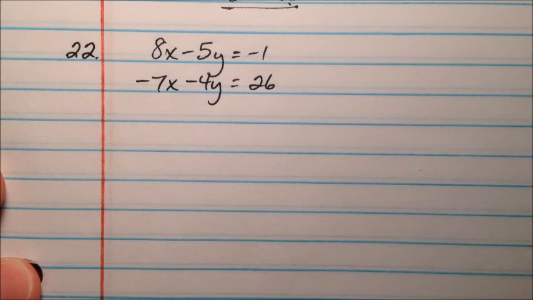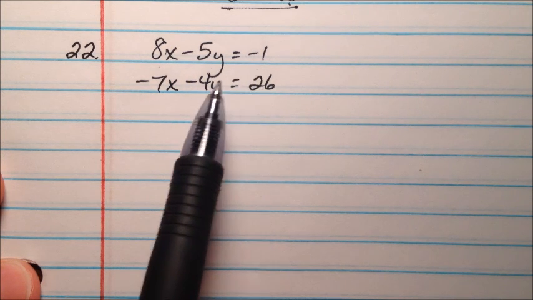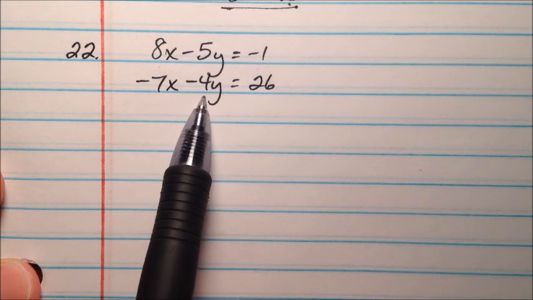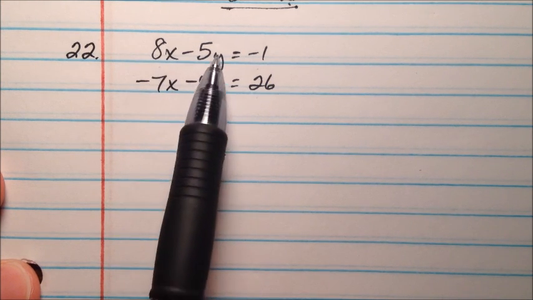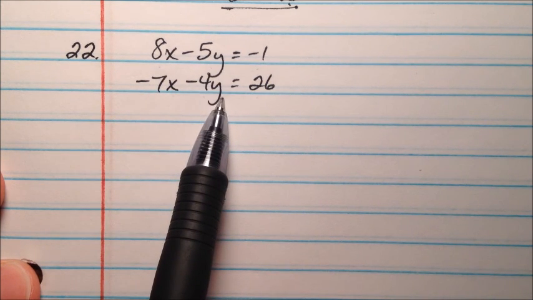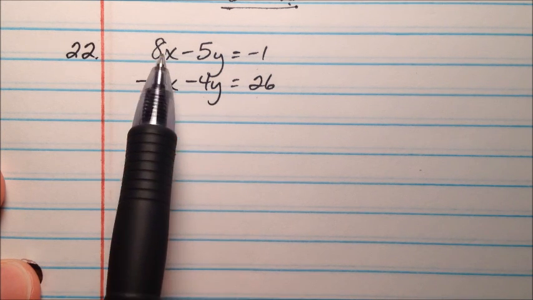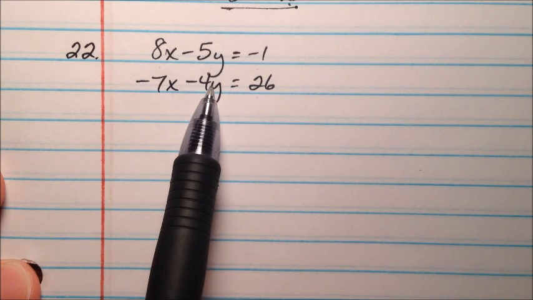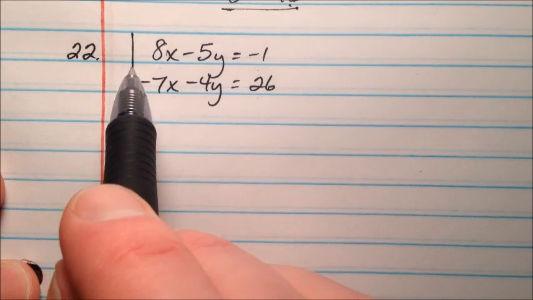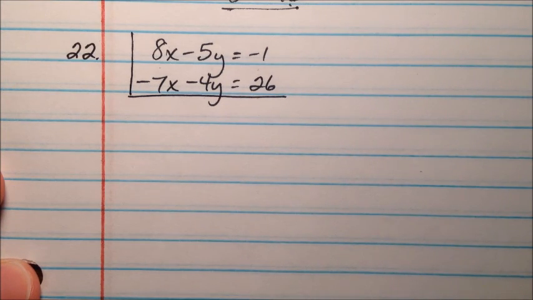In number 22, we have the system given by 8x minus 5y equals negative 1, and then negative 7x minus 4y equals 26. It does not appear that my x's or my y's will cancel out easily just by simply multiplying one of the equations by a constant, because 8 and 7, nothing there, and 5 and 4, nothing there. So it appears that we're going to have to multiply both equations by different constants.